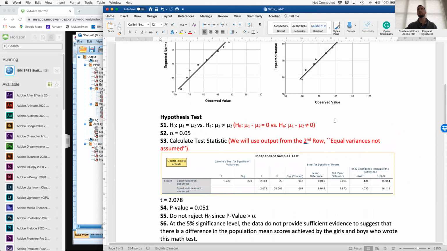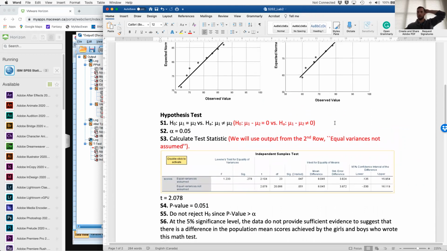Okay, so there is a complete solution to problem 1, which again is a 2-sided hypothesis test comparing the mean score for the females against the mean score for the males on this math achievement test.